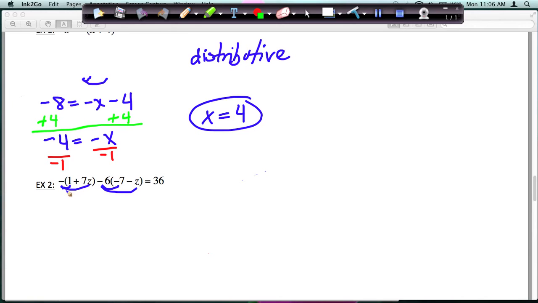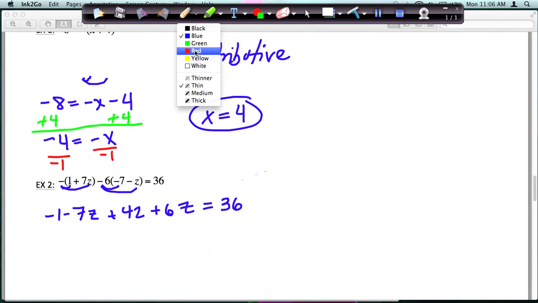Okay, so when you distributed, you should have had a -1 minus 7z plus 42, so be careful with your signs. A -6 times a -7 is a positive 42, and then again be careful, a -6 times a -z is a positive 6z equals 36. And now before I go ahead and solve, I need to combine like terms.